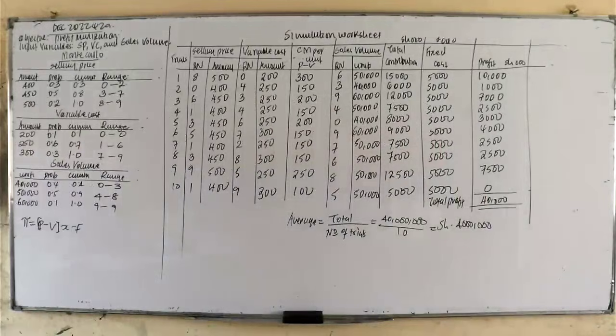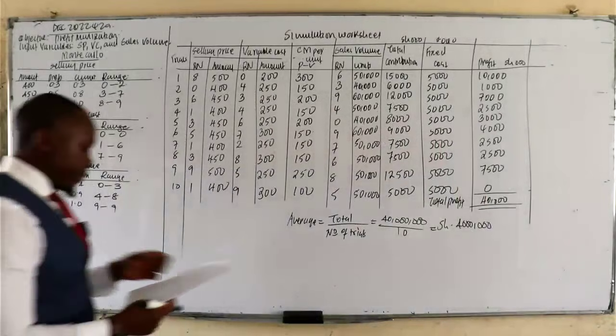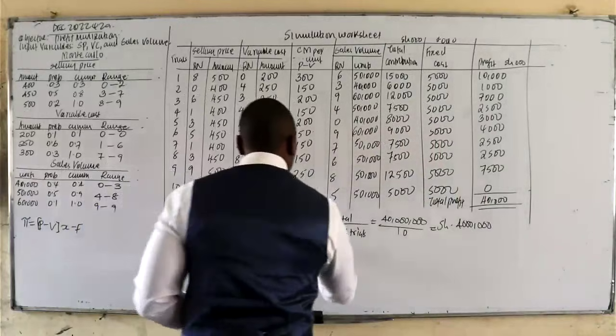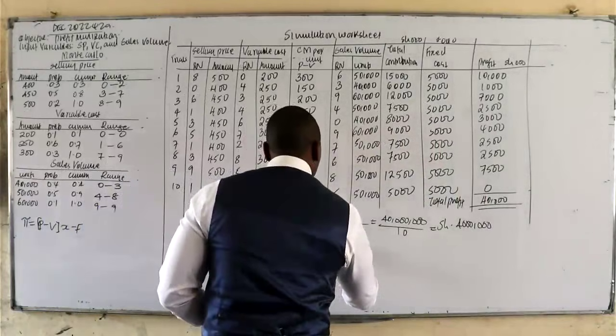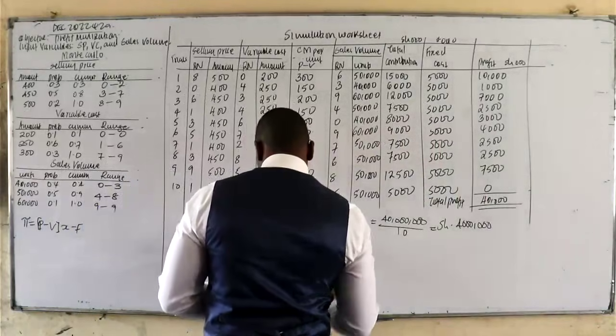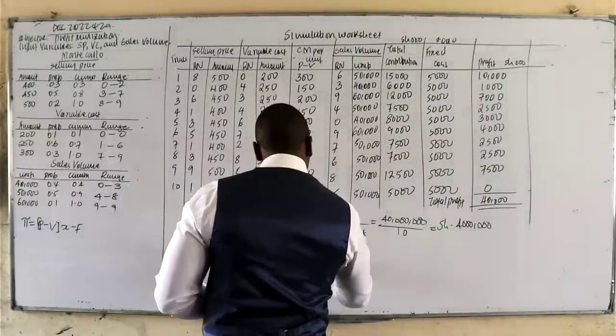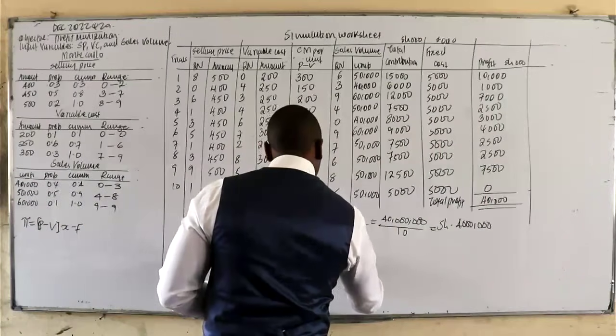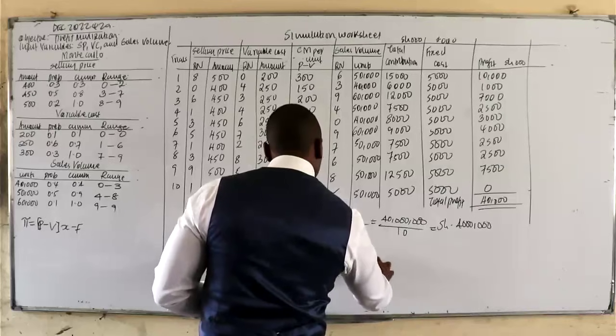So you can go and try this question. Try December 2021. You can do May 2017. Question 4B.